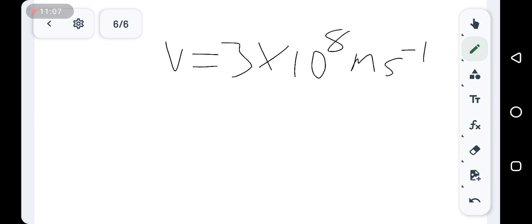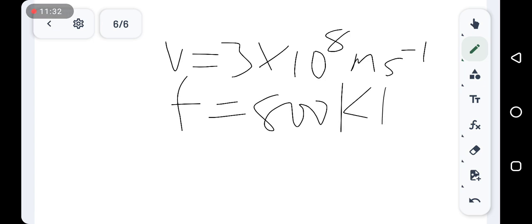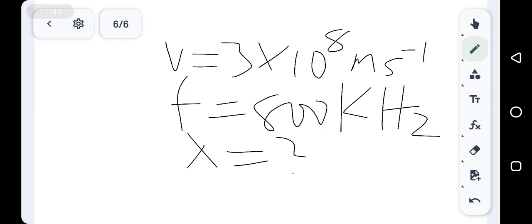This is our V. Now, if a radio station sends out a broadcast on a frequency of 800 kilohertz, we have frequency is equal to 800 kilohertz. Now we are asked, what is the wavelength of the broadcast?